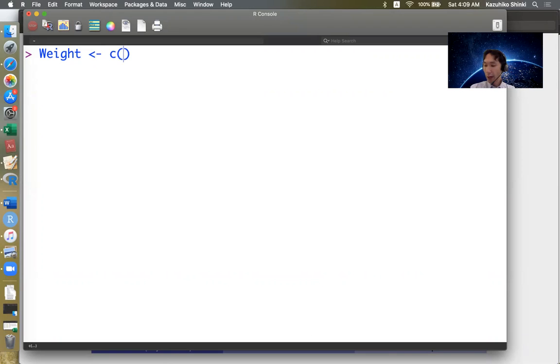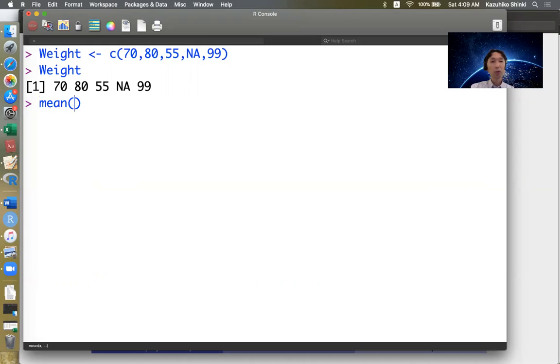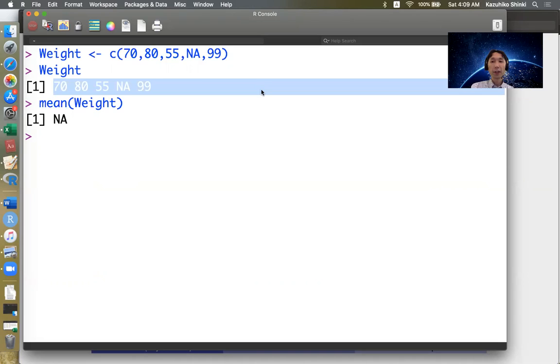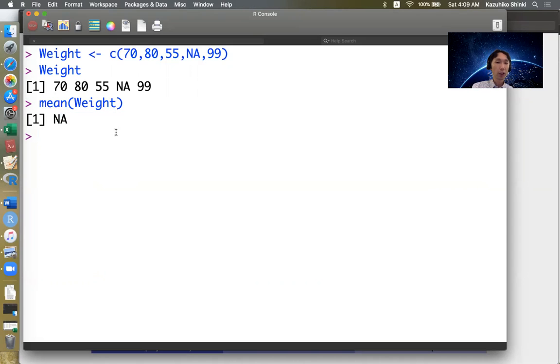Suppose a vector weight consists of 5 entries, but one of the observations is missing. Sometimes we want to calculate the sample mean of this vector, but this does not work and it returns NA. Because R recognizes 5 entries, but the fourth entry is unknown, so we cannot calculate the sample mean. But usually we want to remove this fourth element and take the sample mean of the other observations.